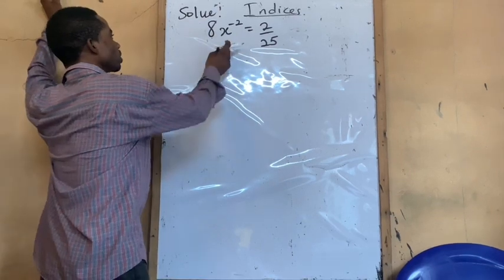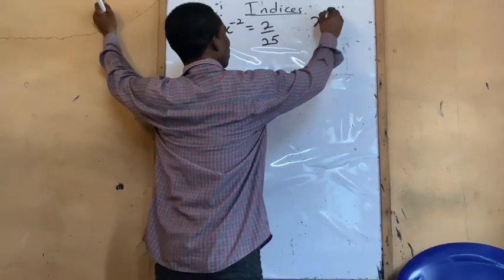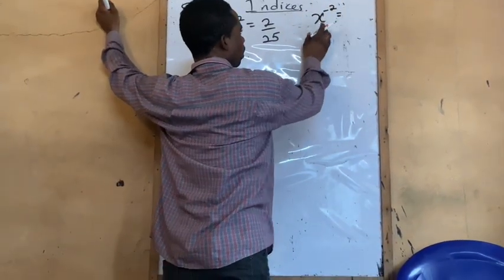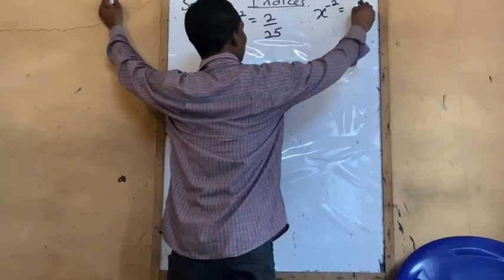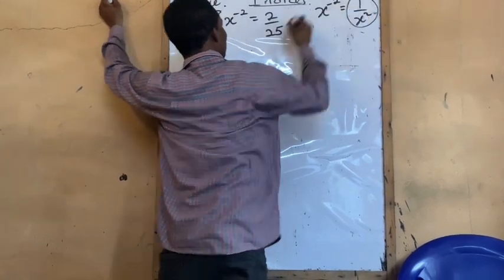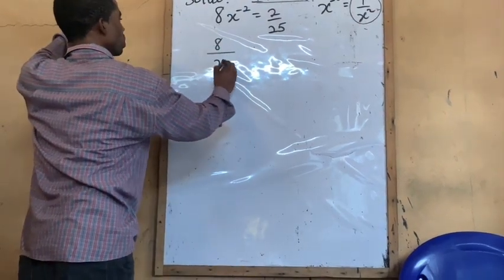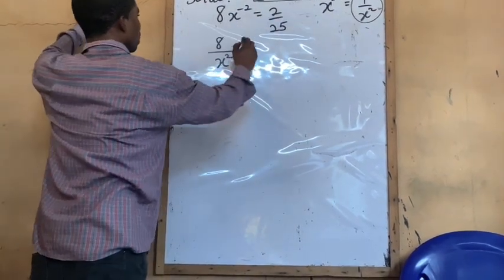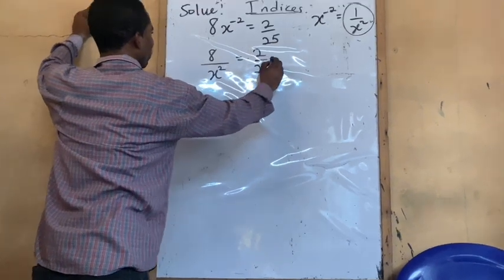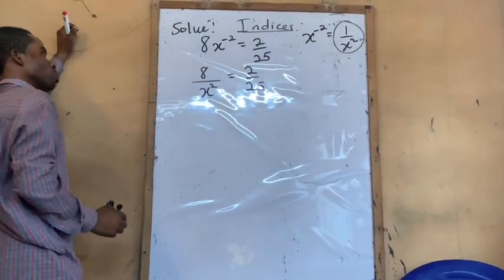According to the negative index, when you have something like this, if you want it to come down, that will be 1 all over s squared. So we have to take note of that. So this will become 8 all over s squared, because it has come down, equals 2 all over 25. So what do I do? I'll cross multiply.